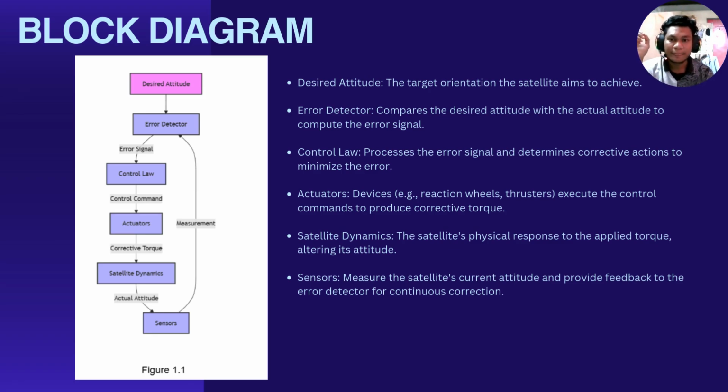And here is a summary for this Figure 1.1. As you can see, the error detector compares the desired and actual attitude, generating an error signal, and the controller processes it. Actuators apply corrective torque, and sensors provide feedback for constant adjustment. This can ensure precise satellite orientation for accurate instrument, antenna, or solar panel operation.